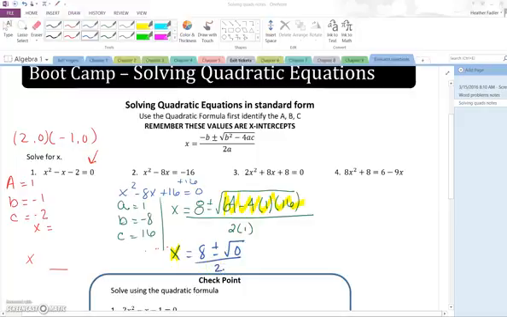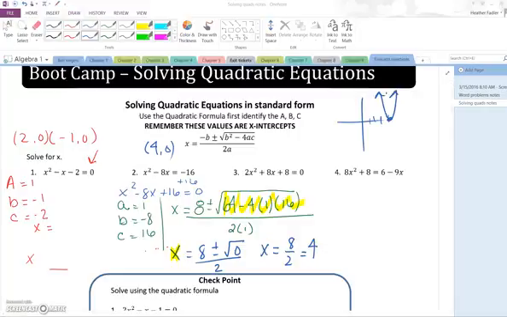So we have 8 plus and minus the square root of 0 over 2. Now, the square root of 0 is 0. So this problem only has one solution. And it's just 8 over 2, which is 4. So our x-intercept is 4, 0. And just a reminder, that would look like this. So it touches the x-axis and it goes back up.